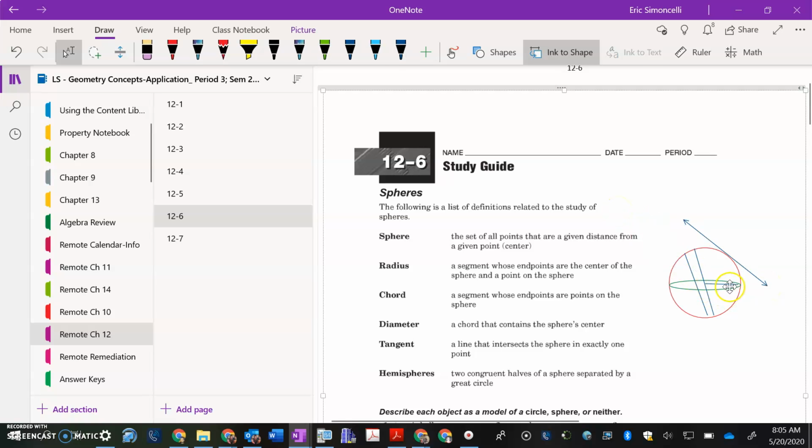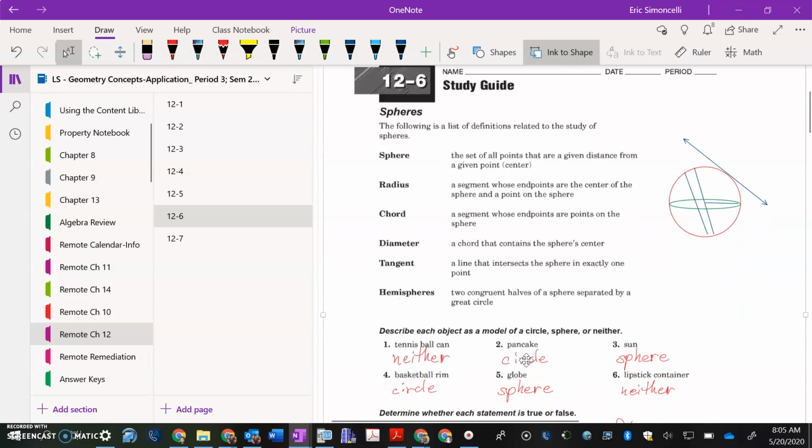So we got a radius, a chord, a diameter, which is also a chord technically by definition, and we've got a tangent line. And then last but not least, hemispheres, again, two congruent halves. So simply the top half of your sphere is called a hemisphere, while the bottom half, again, is also called a hemisphere.